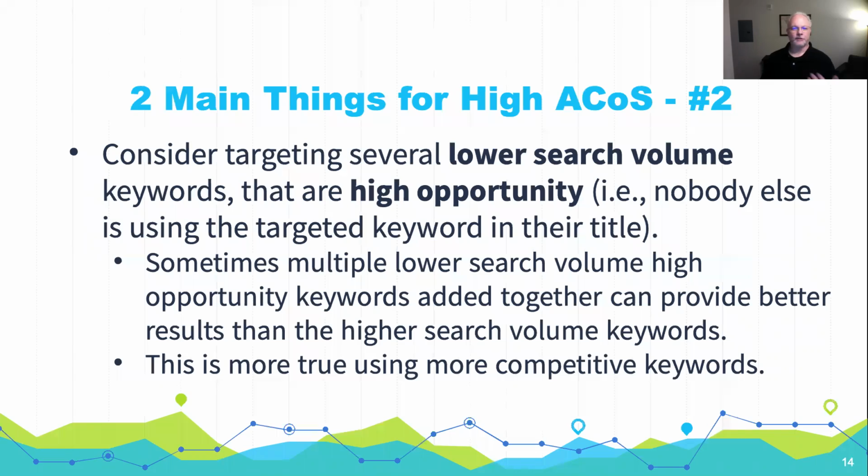And you can either use a tool to find that out. You can look at your listings and see, are the titles containing those keywords? And if not, then that becomes a high opportunity keyword. And a lot of times searching for multiple lower search term volumes, when you add multiple together, can give you better results than targeting a higher search term volume if you're having troubles with your ACOS.